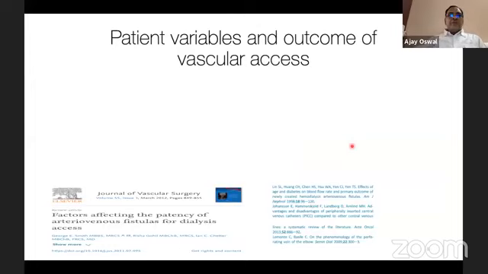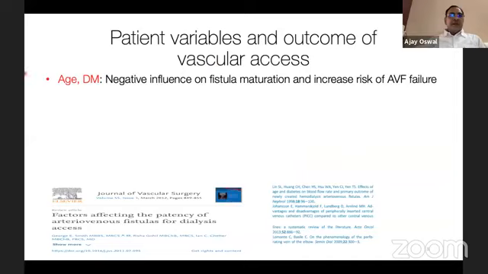There are certain patient variables which affect the outcome of vascular access. Age and diabetes, because of the quality of vessels, have a negative influence on fistula maturation, and they also increase the risk of eventual failures. Once upon a time, it was thought that peripherally inserted central catheters will not cause central vein occlusion, but it is not so. It is proven beyond doubt that even elbow vein catheters can lead to central vein thrombosis.